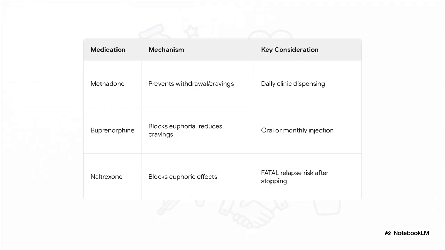This table gives you the rundown on the main medication-assisted treatment, or MAT, options for opioid use disorder. Methadone and buprenorphine are great for managing withdrawal and cravings. But I really want you to zero in on naltrexone. It blocks the high, which is good, but here's the red flag. If a patient stops taking it and then relapses, their tolerance is gone. Taking their old dose could easily be fatal. This is a critical patient education point.